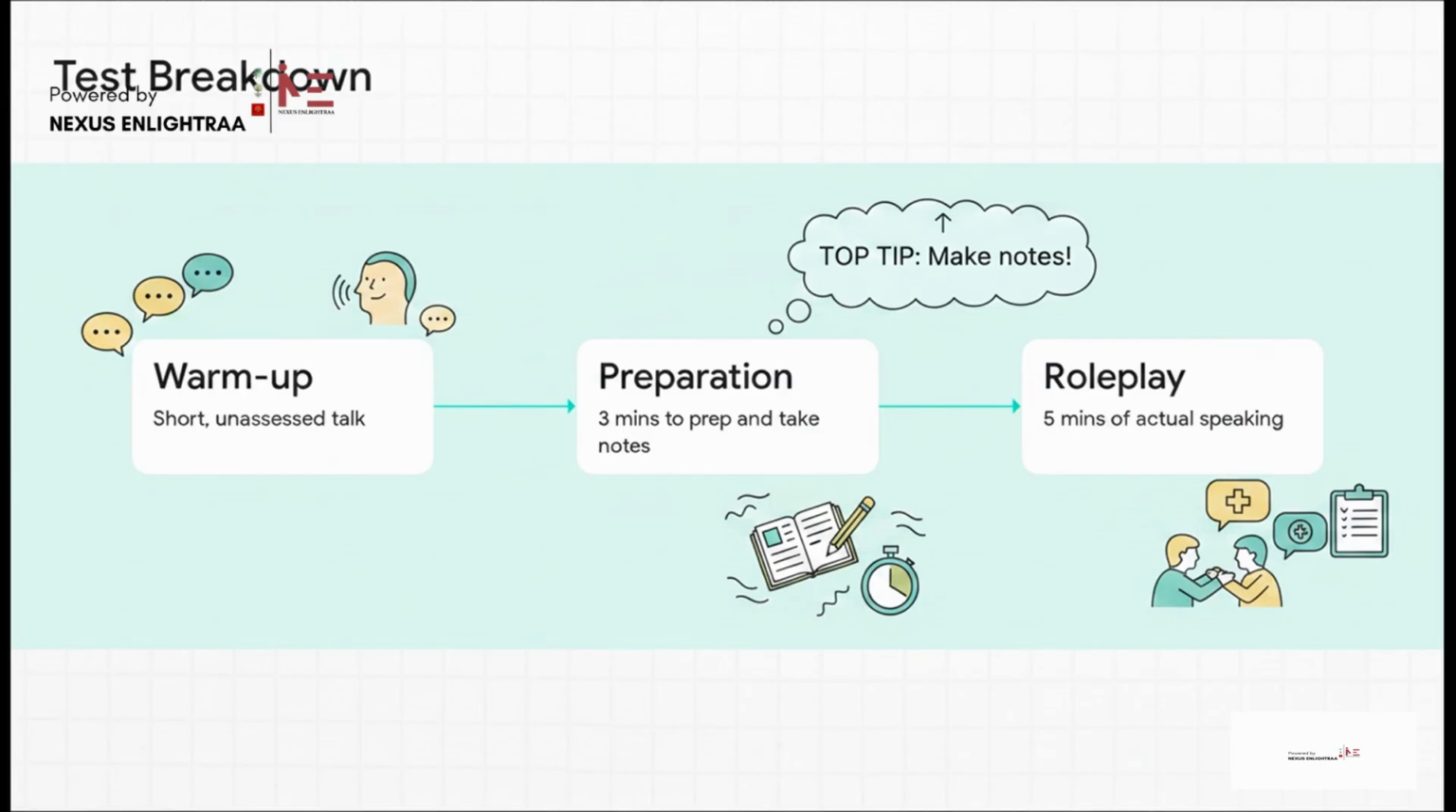You start with a quick warm-up talk. Honestly, don't sweat this part. It's not even graded. It's just to help you shake off the nerves and get used to the interlocutor's voice. Then, for each of your 2 role plays, you get exactly 3 minutes of prep time, followed by 5 minutes of actual speaking. Oh, and here's a massive pro tip. During those 3 minutes of prep, you are absolutely allowed to scribble notes directly on your cue card. Jot down your keywords or your go-to phrases.